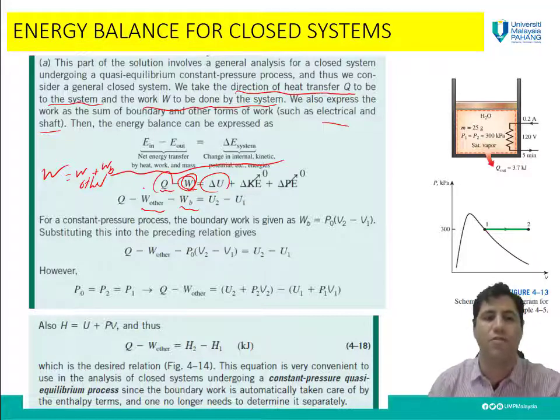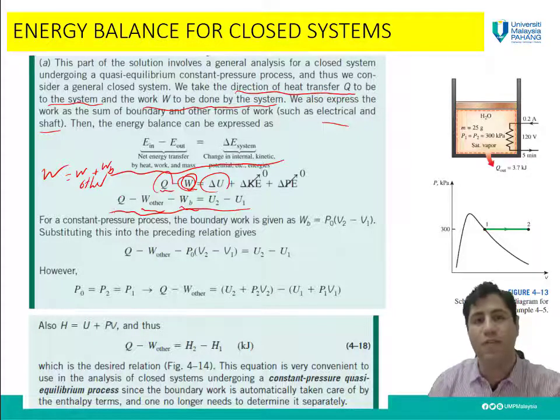If we substitute this W other and W_B here, Q minus W other minus boundary work will be equal to delta U, U2 minus U1. And as you have seen already in previous examples, for a constant pressure process, the boundary work will be like this.